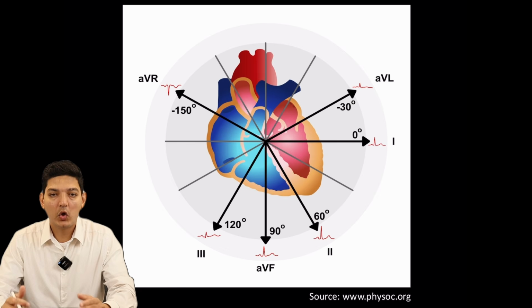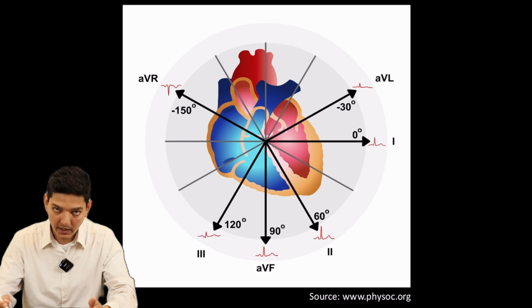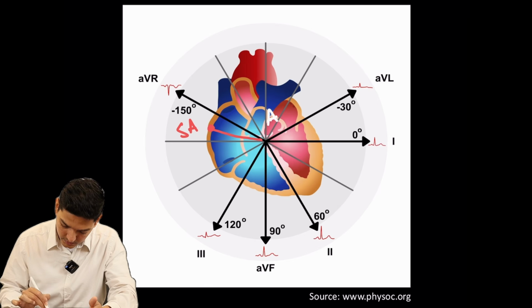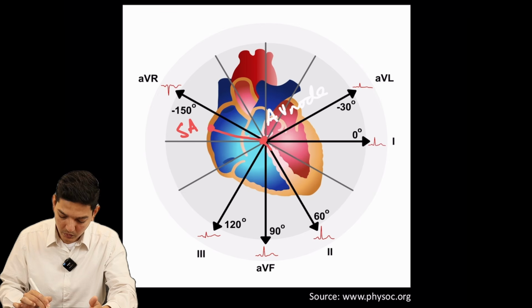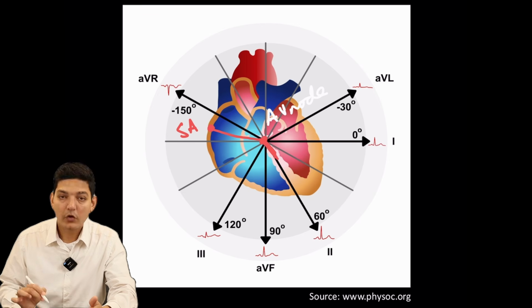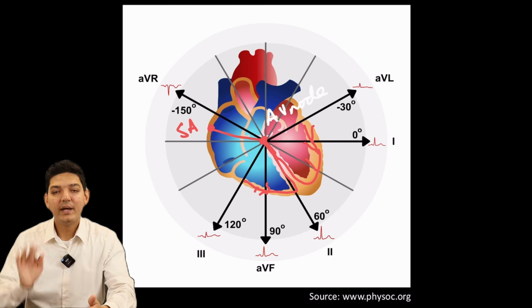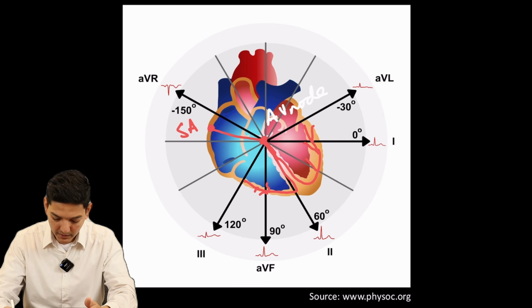Let's try to understand the normal electrical route of the heart. So here is your SA node, roughly speaking. It is going towards the AV node. From the AV node, it will come down to the bundle of His. From the bundle of His, it will divide into the left bundle and the right bundle. And then it will eventually go into the Purkinje fibers. Alright, this is the normal route of the electrical activity in the heart.